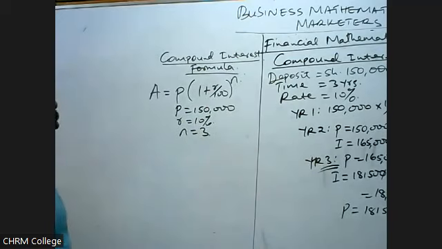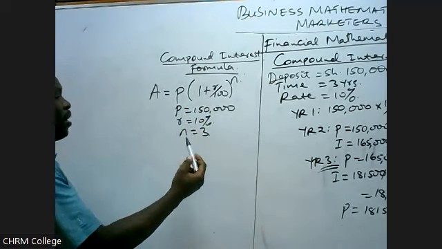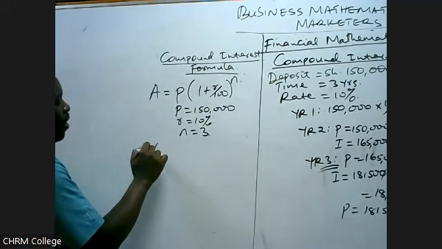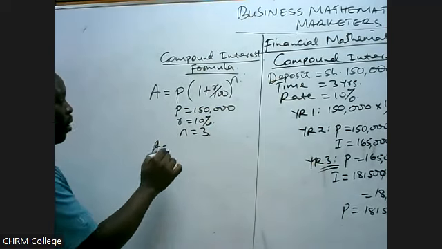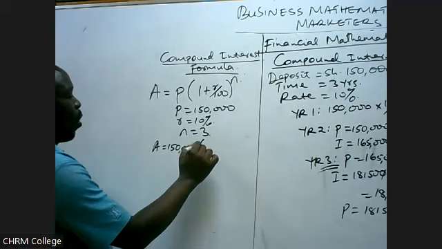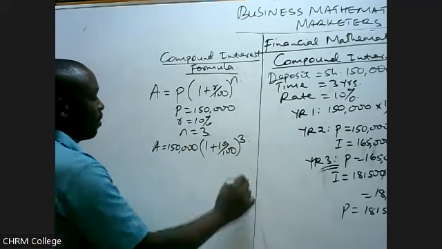So what will be the amount? How much do you expect if you invest 150,000 at 10% per annum compound interest for 3 years? Therefore, the amount will be equal to 150,000 into bracket 1 plus 10% raised to power 3.